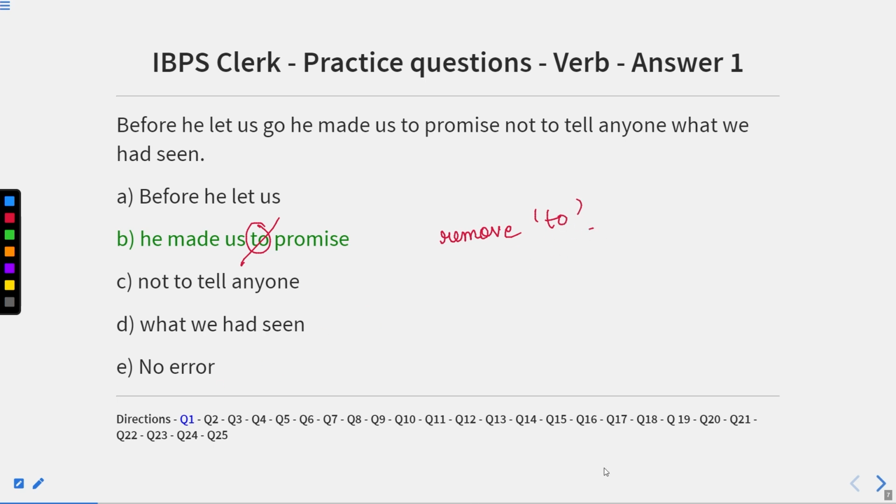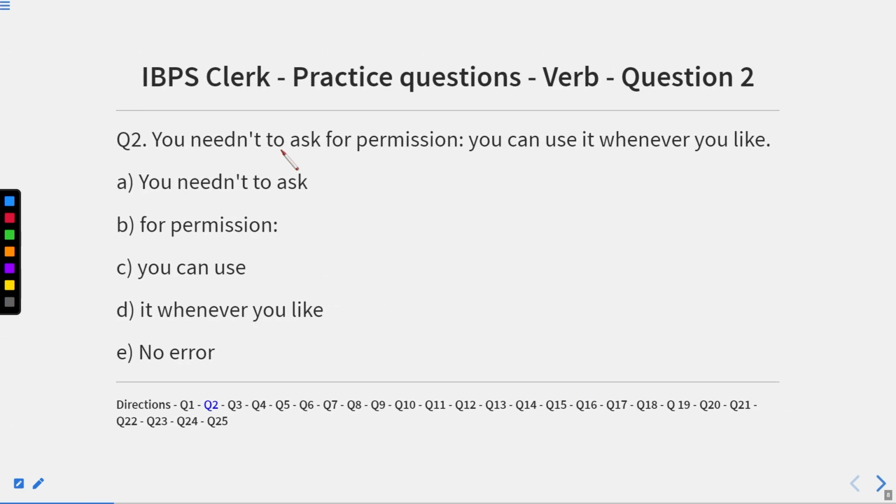So B is the correct answer. Now let us move to the next one. You need not to ask for permission. You can use it whenever you like. So here it is written you need not.